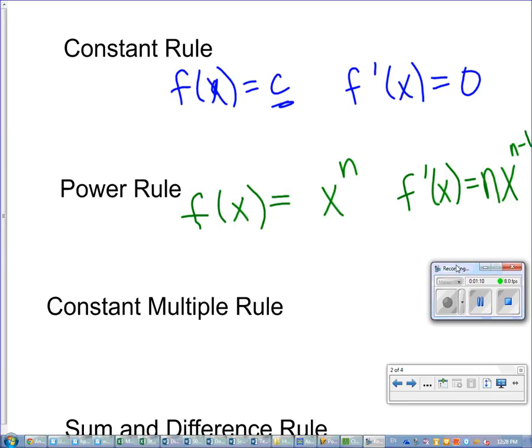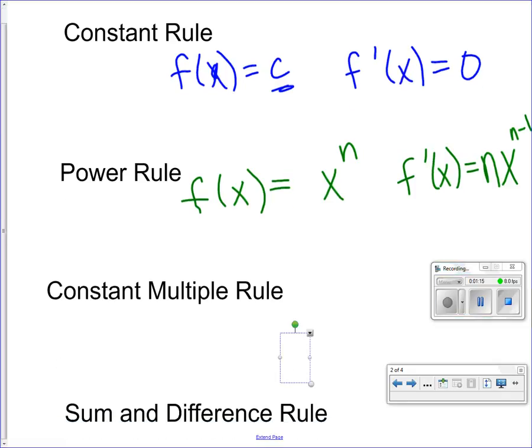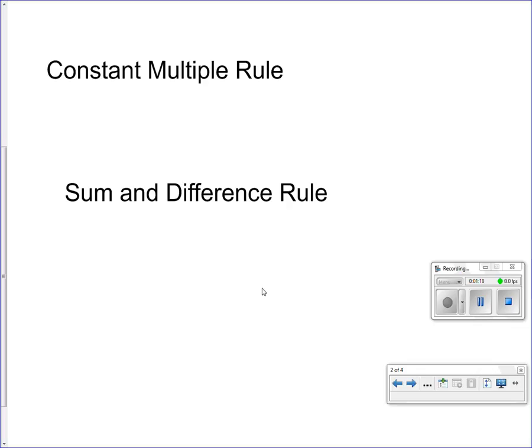Next rule we have is going to combine these two. It's called the constant multiple rule. That rule says, what if you have c times some function, f of x? So c is a number, so what if you have 3 times x squared? The derivative of that, you just pull the c out in front. So I want to do 3x squared.